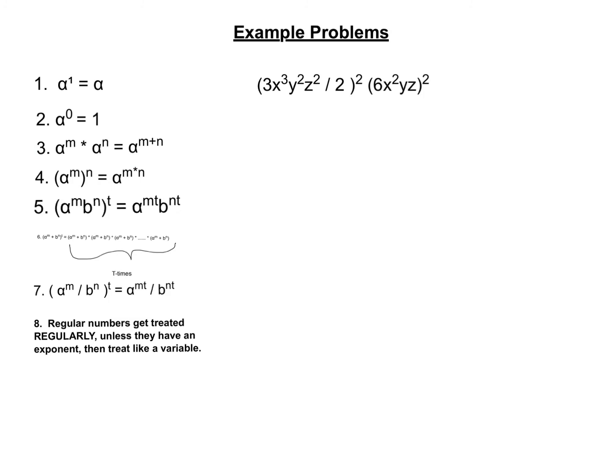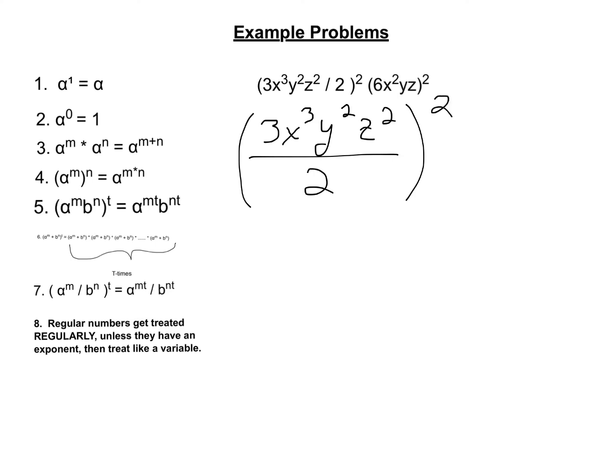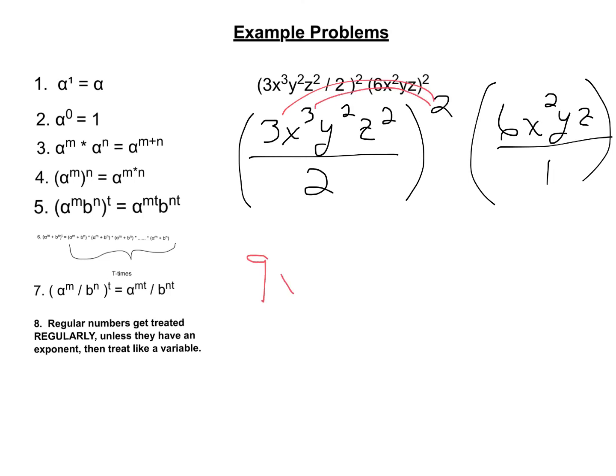Alright, now here we got a fraction, so let me rewrite this because again, it's hard to put fractions on this thing. So I have 3x cubed y squared z squared, divided by 2 being squared times 6x squared yz, all over 1. Alright, so let's start by squaring. 3 squared, 9. X cubed squared is x to the 6th. Y squared squared is y to the 4th. Z squared squared is z to the 4th. Now I have to do the bottom, so 2 squared is 4.